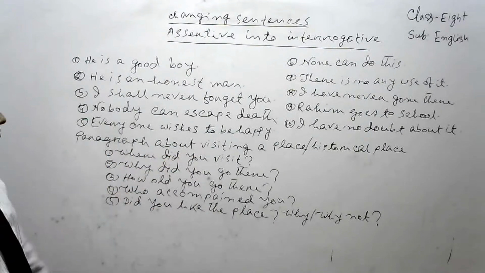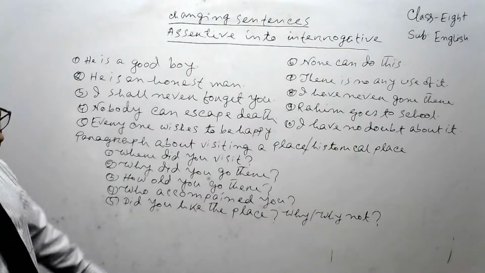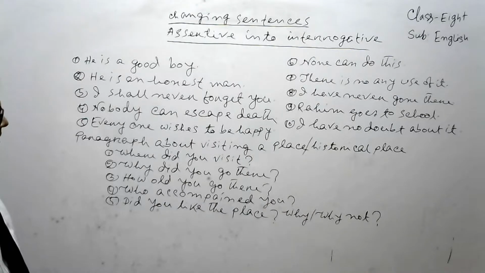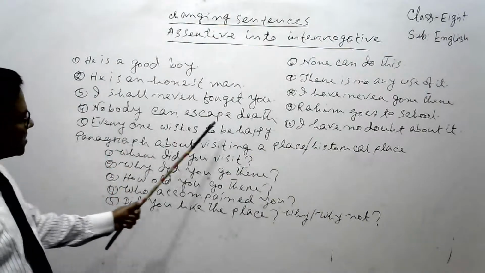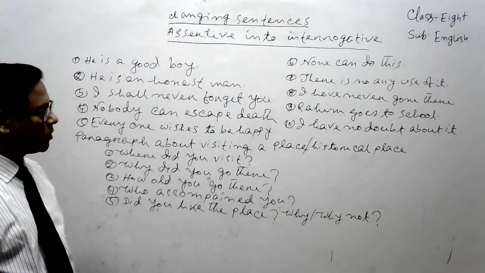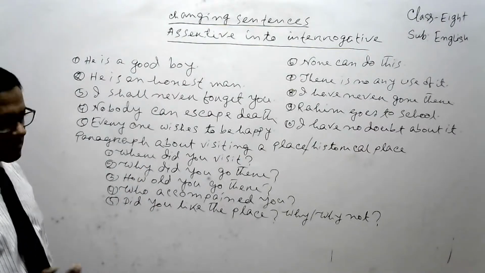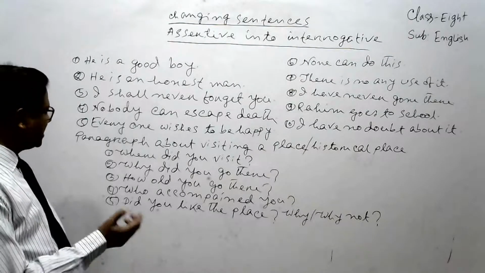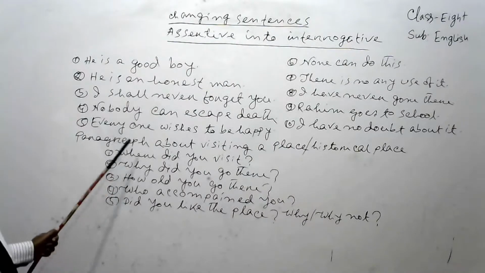Nobody can escape death. It can also be said in two ways. Who can escape death? It means none can escape death. Another way: can anyone escape death? So we can say in two ways: who can escape death, or can anyone escape it?